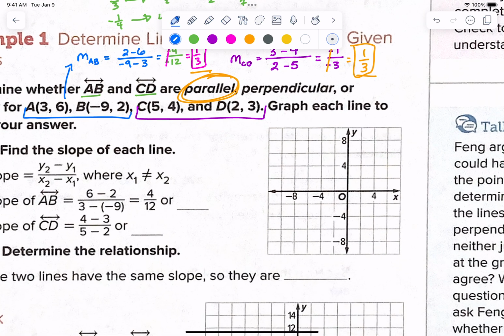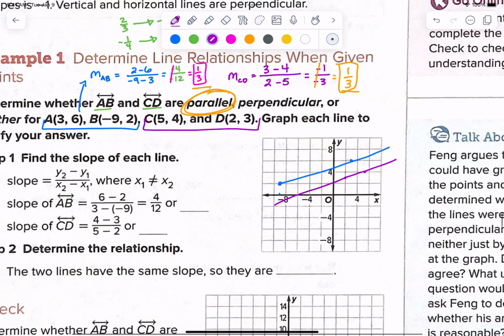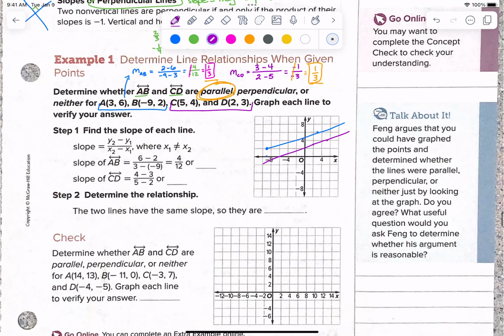If you graph them, you can if you want. These are going by 2s. 3, 6 and negative 9, 2 is this point right here. So I have this line, and the other one, CD, is 2, 3 and 5, 4. This line right here. Evidently, those 2 lines are parallel. You don't have to graph them, but that's consistent with our results. Got it? Okay, moving on.